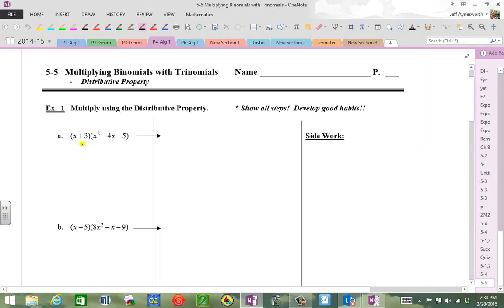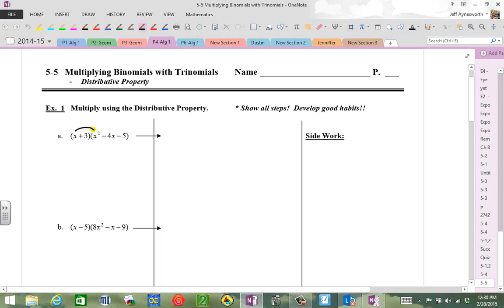We're going to take the binomial x plus 3 and multiply it by a trinomial. We're going to first distribute our first term. We're going to distribute it 3 times because we have a trinomial now. So we're going to take our first term and multiply it by the first term, first times second, and first times third. If we need to do any side work, we got room. So again, here we go. We're going to multiply using the distributive property.